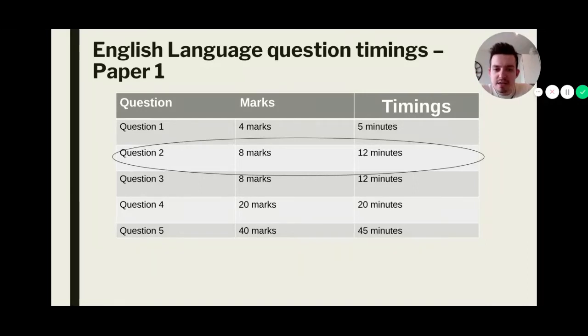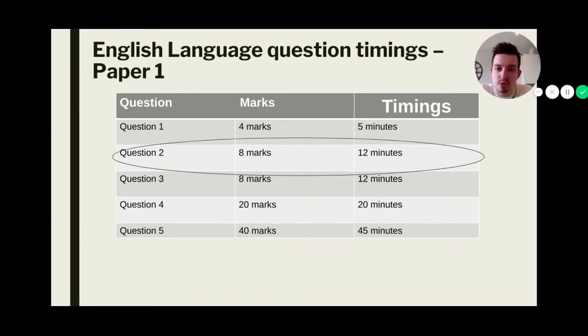This is the second lesson looking at the English language paper. Today we're going to be focusing on question 2. So I've put this screen up at first just to remind you of the amount of marks that the question is worth, but also of the timings for this.